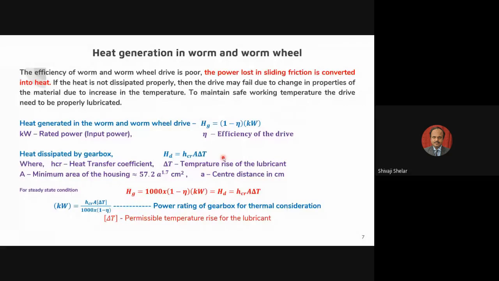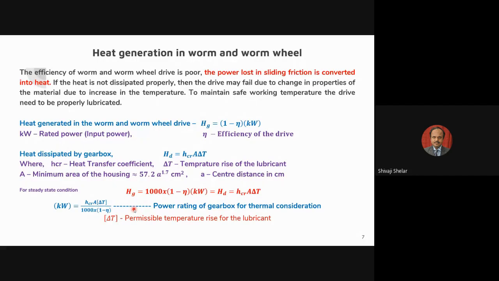Now, for any heat transfer problem, there are two conditions. One is a transient condition and another is a steady state condition. The initial condition will be transient. After certain time, steady state will be reached. So for steady state condition, your heat generated will be equal to heat dissipated. Considering steady state condition, Hg is equal to Hd. So from this, we can determine the power rating of that drive. You can determine how much power can be transmitted with that drive.